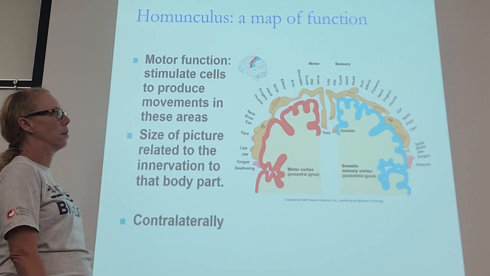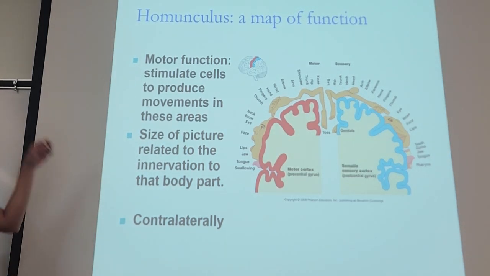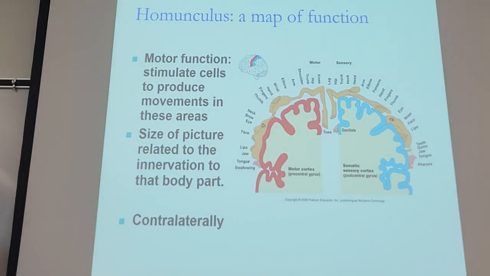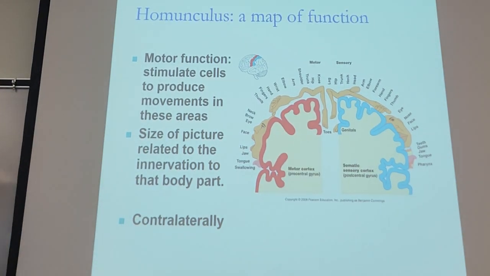The homunculus means little man. It's basically a map that scientists developed. They took a human specimen and stimulated different parts of the cerebral cortex, both motor and sensory. For motor, they looked to see what contracted, what moved on the person's body. For sensory, they asked the person, where do you feel this? So they developed this map of the body based on stimulation of the cerebral cortex, both sensory and motor.